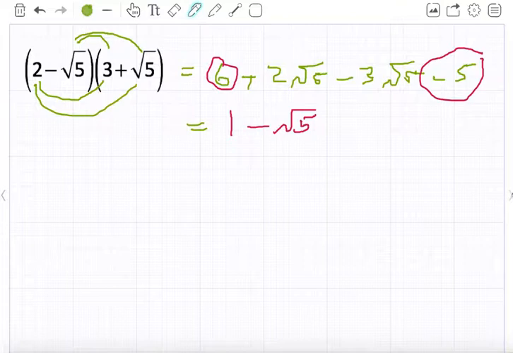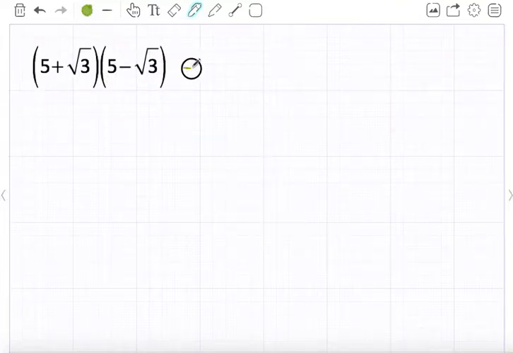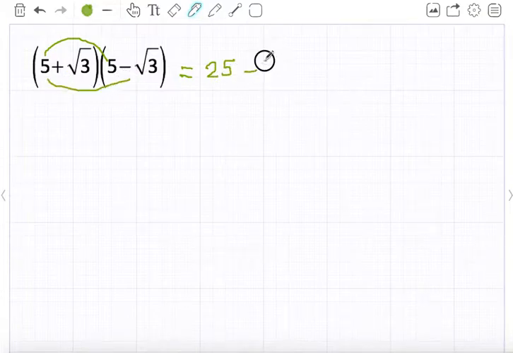Okay, let's have another look at another one, and this is going to help us with the final video in the Surds series. This is a special one, and we'll see why next. We've got 5 times 5, obviously 25. We've got 5 take away root 3. So it's 5 take away root 3.